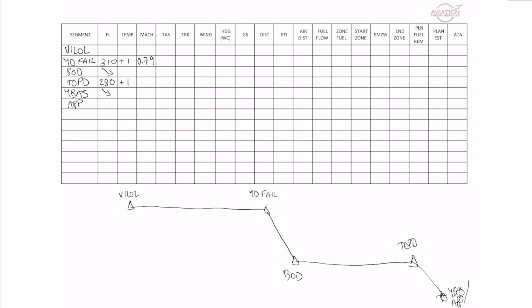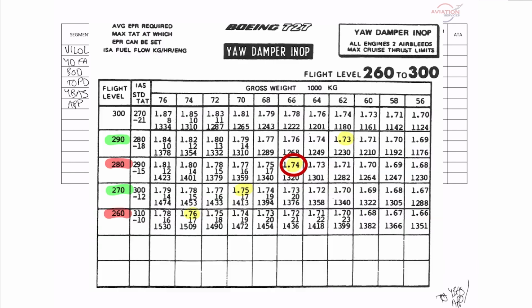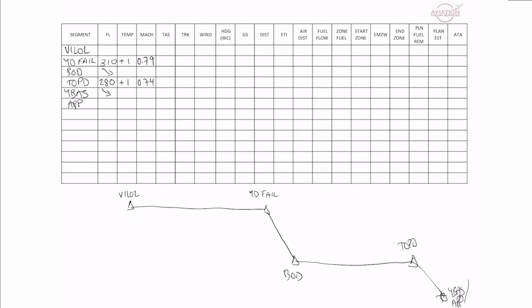And for 280 with the yaw damper failed, remember in the yaw damper inoperative table, we highlighted relevant Mach numbers for each of the flight levels. So flight level 280, we're flying at 0.74. Calculate the TASs: 465 for 310, and I've calculated 441 with the yaw damper inop.